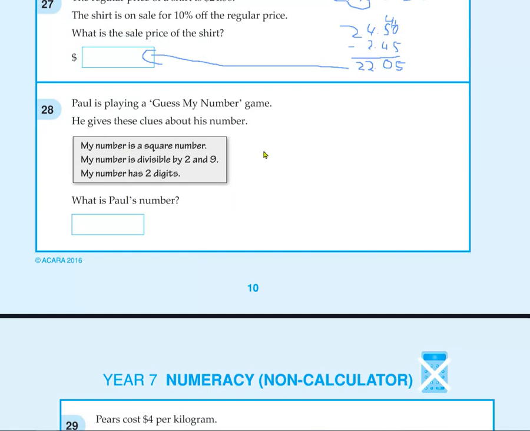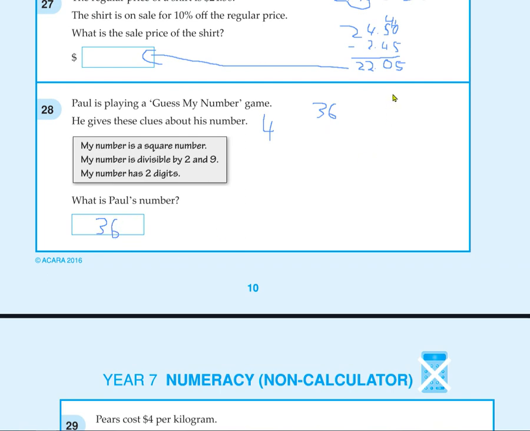Guess my number. My number is a square number. I'm guessing 4. My number is divisible by 2 and by 9. No good. I'm now thinking 36. My number has 2 digits. What is Paul's number? Well, I think it's 36.